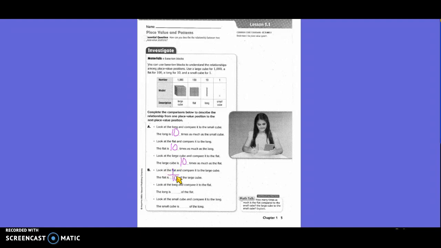Look at the long and compare it to the flat. So we have our long again, and we have our flat, okay? So once again, what fraction of this long is of the flat? 1/10. Look at the small cube and compare it to the long. So once again, we have our long and we have our cube. So how many of these little cubes does it take to get a long? 10. So this would be what part of this? 1/10.